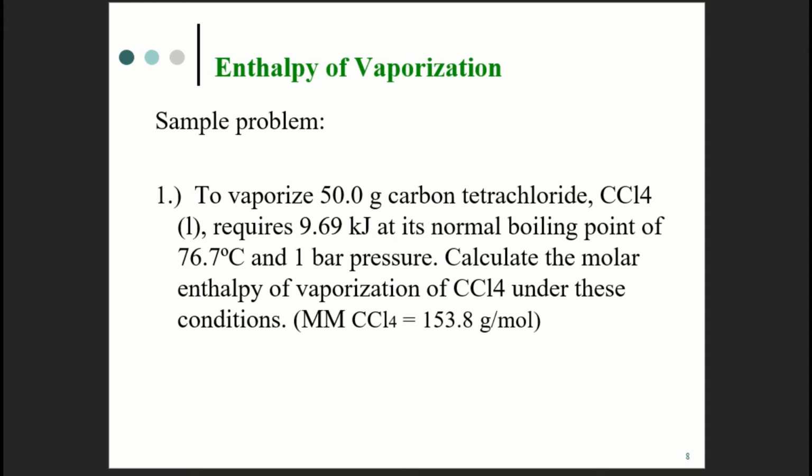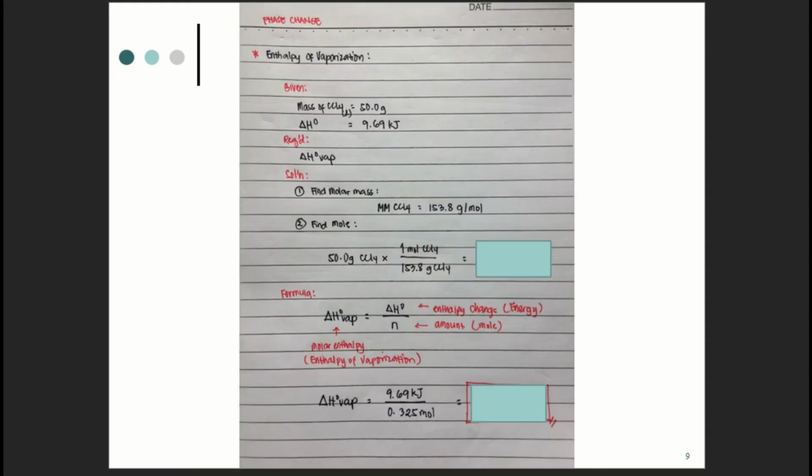So the molar mass is also given. The molar mass is 153.8 grams per mole. The given from the sample problem is the mass of the carbon tetrachloride, which is 50 grams, and the required heat or energy needed, which is 9.69 kilojoules. We are asked to find the heat of vaporization. Again, the heat of vaporization is the amount of energy required to vaporize 1 mole of a substance.